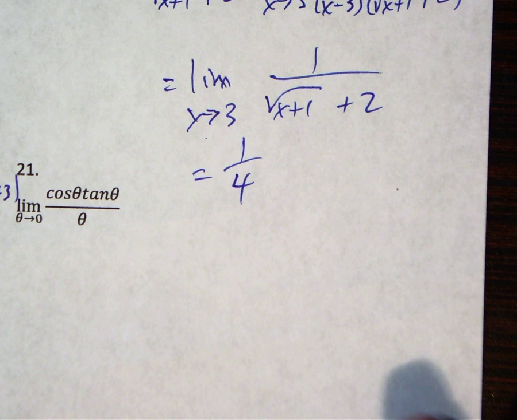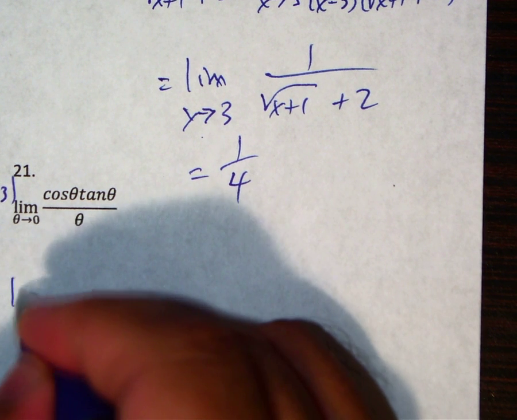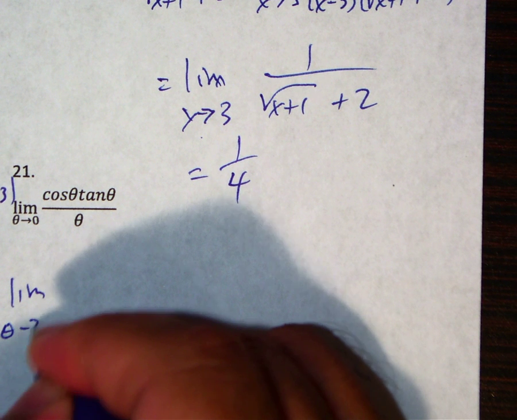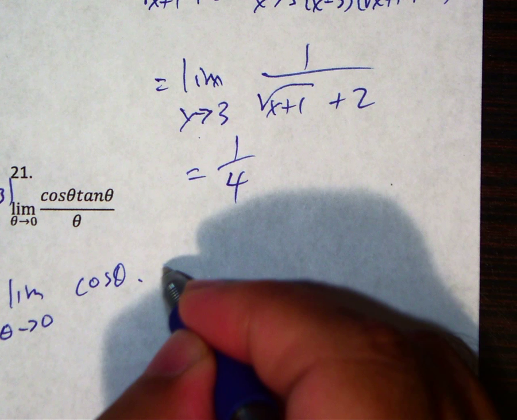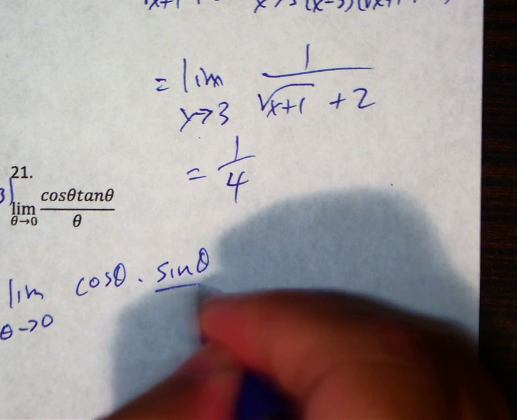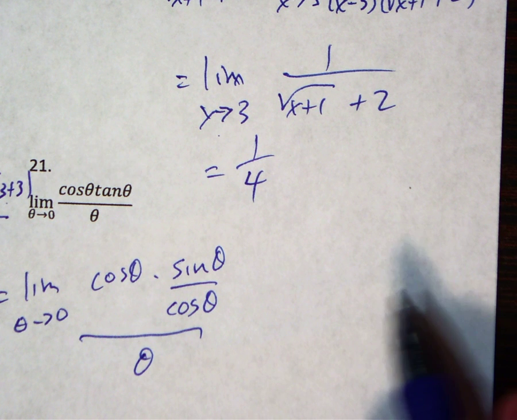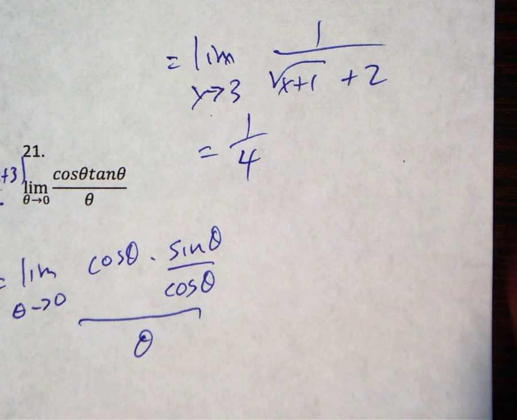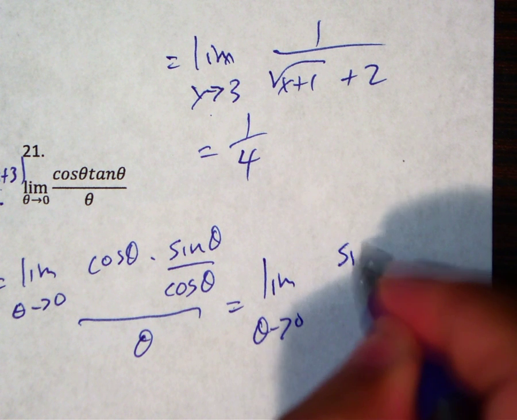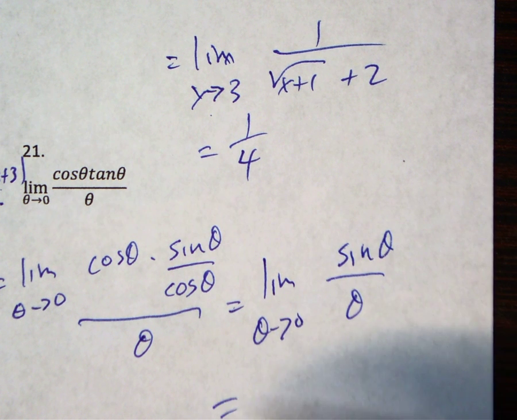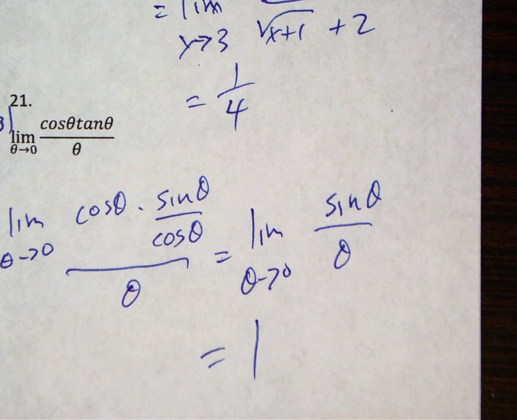Okay, now the last problem. Cosine theta. Oh joy. Rewrite. What is that? Cosine theta times sine theta over cosine theta, all that over theta. Okay, cosine theta cancels. Cosine theta cancels. Numerator, I'm left with sine theta. Well, looky there. All right, that's the limit you're supposed to memorize, and the limit is 1. All done.